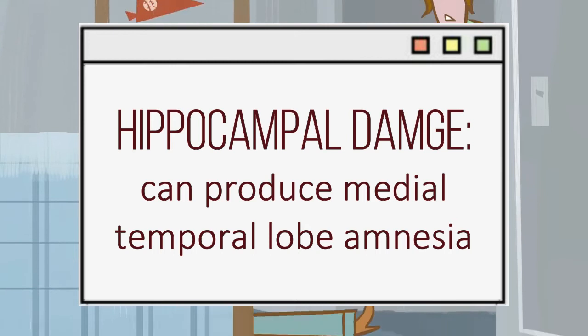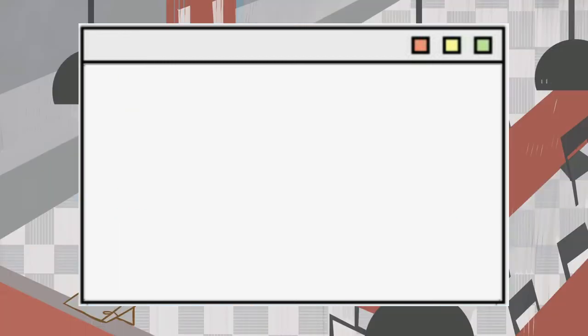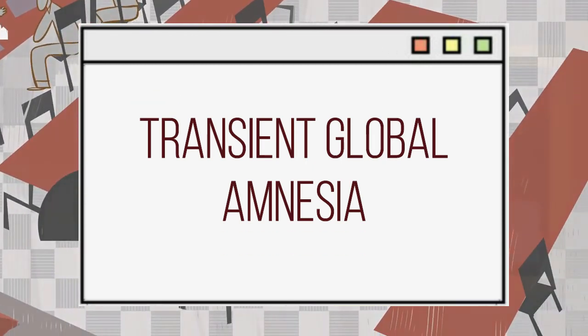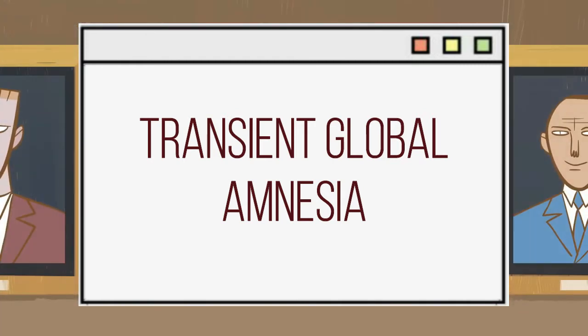Arguably, the strongest evidence that selective hippocampal damage can cause medial temporal lobe amnesia comes from cases of transient global amnesia. In this case of transient global amnesia, the amnesia is transient, typically lasting only 4 to 6 hours.